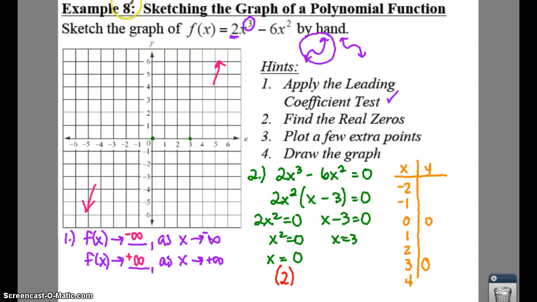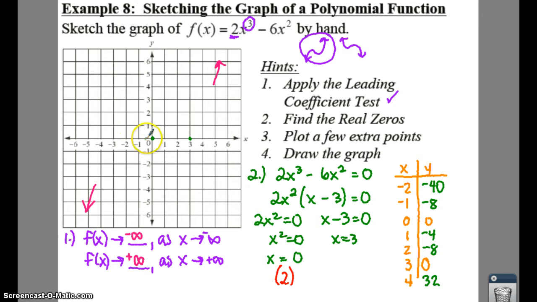Well, if you plug in these other points, just for time's sake, if you plug in negative 2, you're going to get negative 40. If you plug in a negative 1, you're going to get negative 8. 0 gives 0. Plug in a 1, you get negative 4. Plug in 2, you get negative 8. Plug in a 4, you get 32.